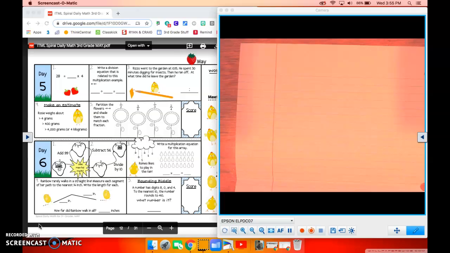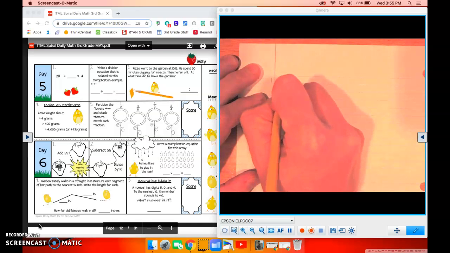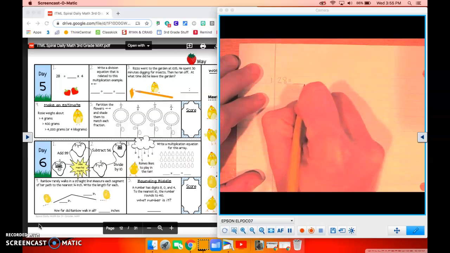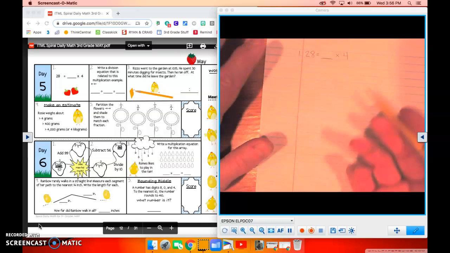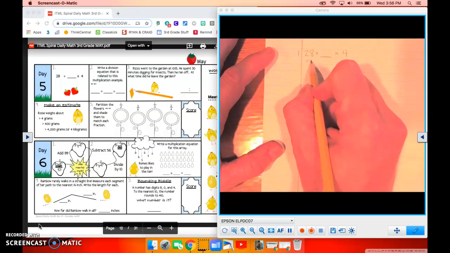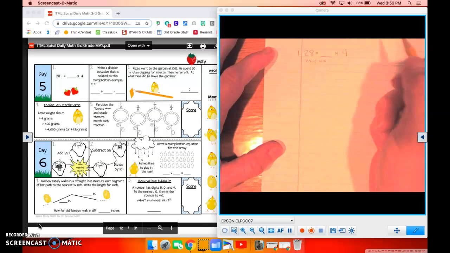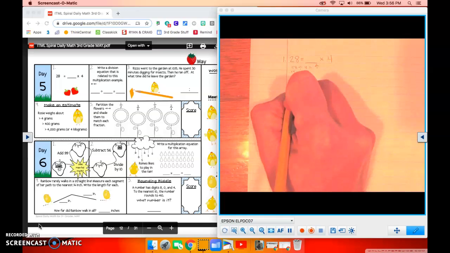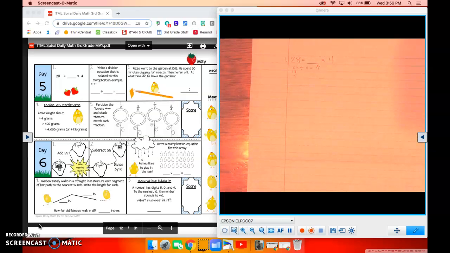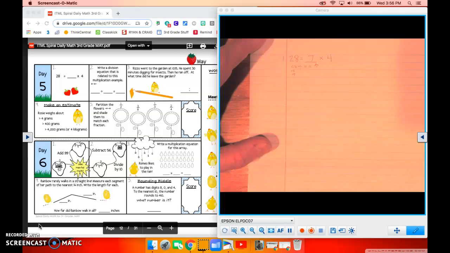May Day 5. Here we are. Number one, 28 equals a number times 4. So 4 times something equals 28. So we can also think of it as 28 divided by 4 equals that number that goes right there. Okay? So let's see. 28 divided by 4. I could split it in half and it's 14. And then I can split it in half again and it's 7. So 28 equals 7 times 4.